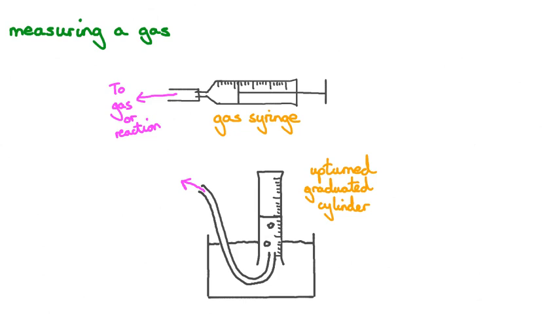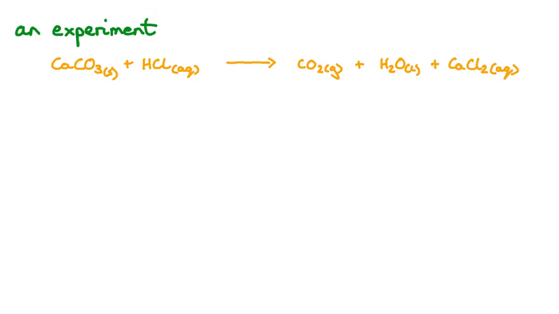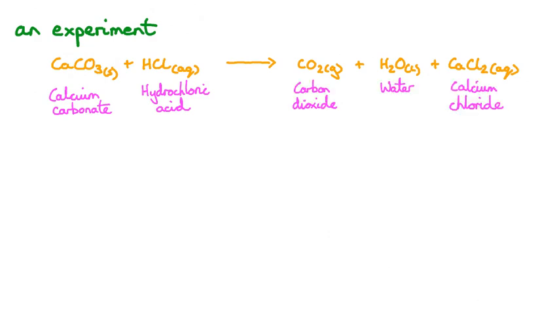Now that we've learned how to measure gases, liquids and solids, let's put this to use in an experiment. Let's imagine that we're carrying out this reaction. We have calcium carbonate reacting with hydrochloric acid to form carbon dioxide, water and calcium chloride. Note that this equation is not balanced. We are told that we need to measure the production of this particular product, CO2 gas. So let's work out which apparatus we're going to need.